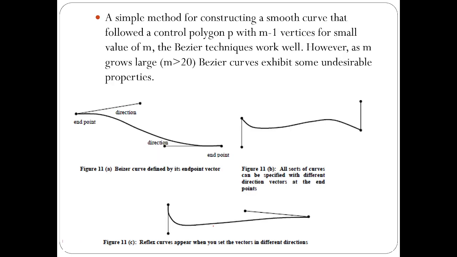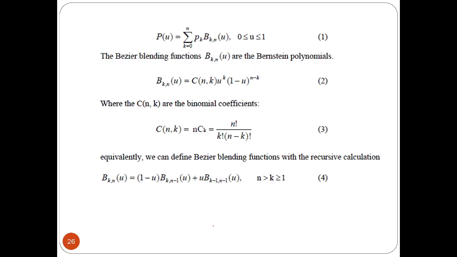A simple method for constructing a smooth curve that follows a control polygon P with m plus 1 vertices works well for small values of m. The Bezier technique works well; however, as m grows large, beyond about 20, Bezier curves exhibit some undesirable properties. So based upon the different properties, we can find the curves. These are the equations: P of u equals sigma k equals 0 to n of Pk Bk,n of u, where 0 is less than or equal to u, which is less than or equal to 1.